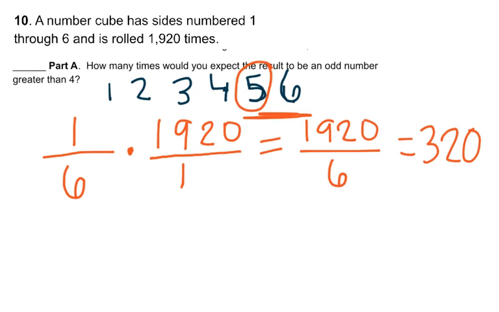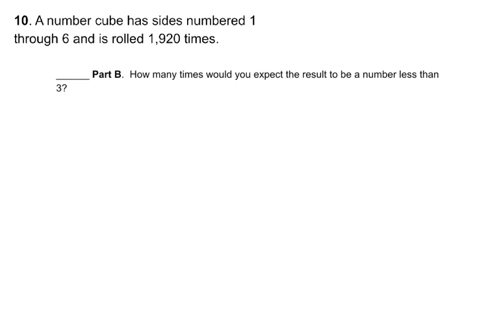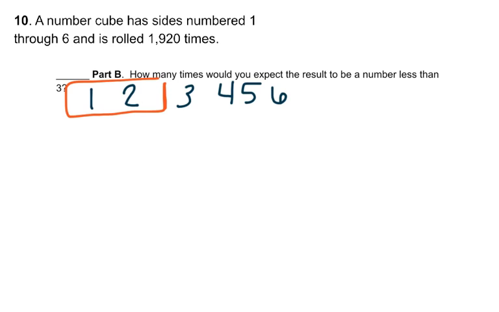So then on part B, we are still working with a cube that has sides numbered 1 through 6, and it's still going to be rolled 1,920 times. However, part B says how many times would you expect the result to be a number less than 3? Well, let's list out our numbers again. On a number cube, we have the option of 1, 2, 3, 4, 5, and 6. And specifically, we're looking at the numbers less than 3. So all the numbers on the left-hand side of 3, because 1 and 2 is less than 3.